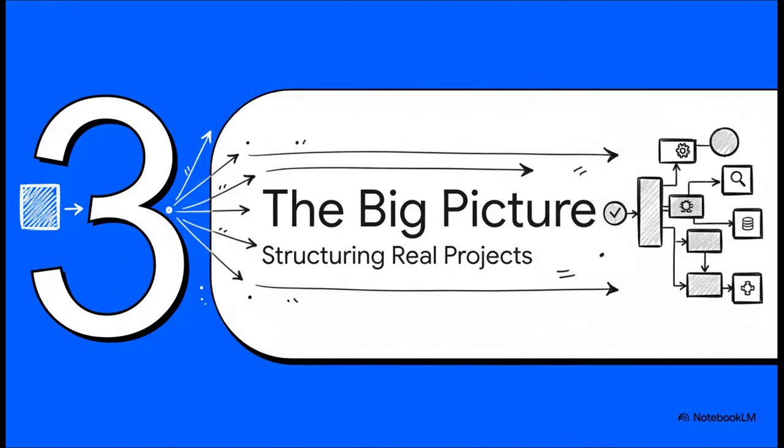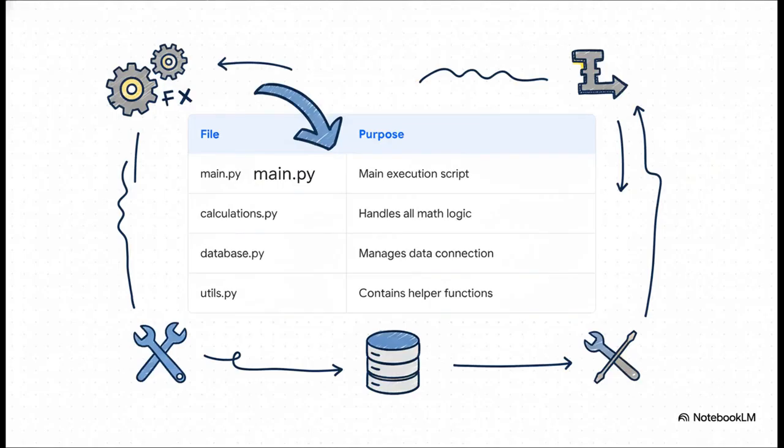Okay, so let's zoom out for a second. We've seen the individual pieces, but how do these modules all come together to build a full professional project? If you look at a real-world project, you'll see every file has a very specific job. You'll almost always have a main.py file. That's the starting point, the script that kicks everything off. Then you'll have other files like calculations.py for all your logic, maybe a database.py to handle talking to your database, and a utils.py file for all those little helper functions you use everywhere. This kind of separation is absolutely key to building software that can actually grow without becoming a mess.